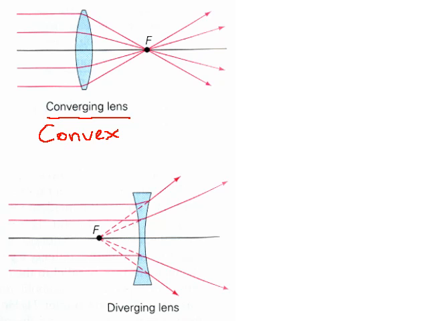Notice that the edges of the lens are thicker than the middle part of the lens. And when light passes through one of these lenses, the light gets focused into one point. A magnifying glass is a good example of that. The other type is called a diverging lens, or sometimes a concave lens, because the middle is thinner than the outside. Light does not get focused by this, but rather light gets spread out by this type of lens.